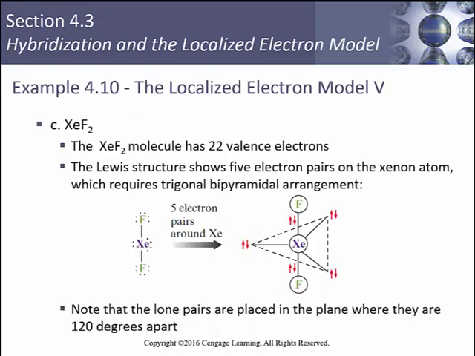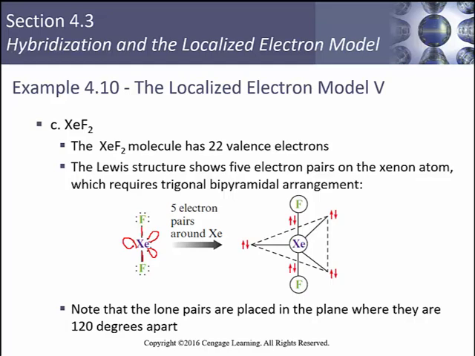Right. In our xenon difluoride, the molecule has 22 valence electrons. The Lewis structure shows 5 electron pairs around the xenon atom. Right, so we've got 1, 2 things, and then a lone pair. 1, 2, 3. So I've got 3 lone pairs, 2 bonds. I've got 5 things around my xenon, which means it's going to be my trigonal bipyramidal structure.